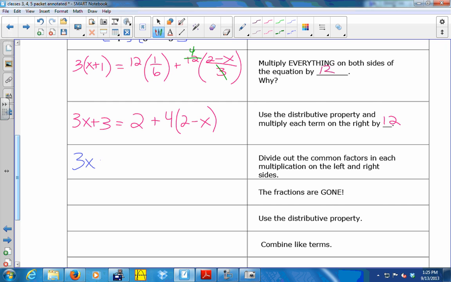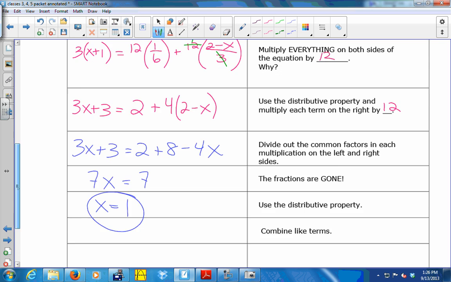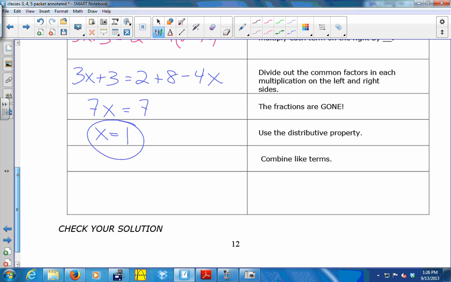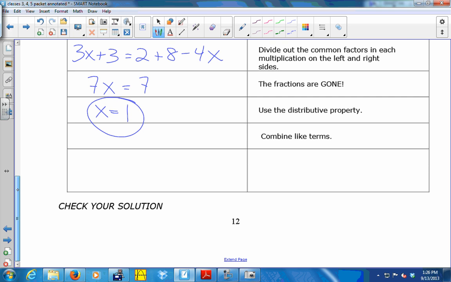Right, so I have 3x plus 3 equals 2 plus 8 minus 4x. And if I finish solving, I've got 7x equals 7, so x equals 1. Isn't that amazing? Getting rid of fractions. So I suppose we should check the solution. It's a big, bold, capitalized suggestion that I do it.